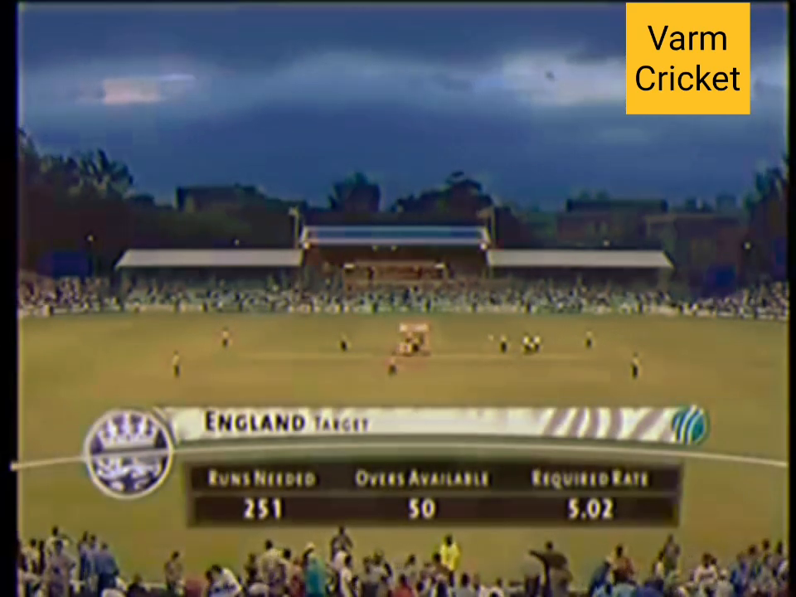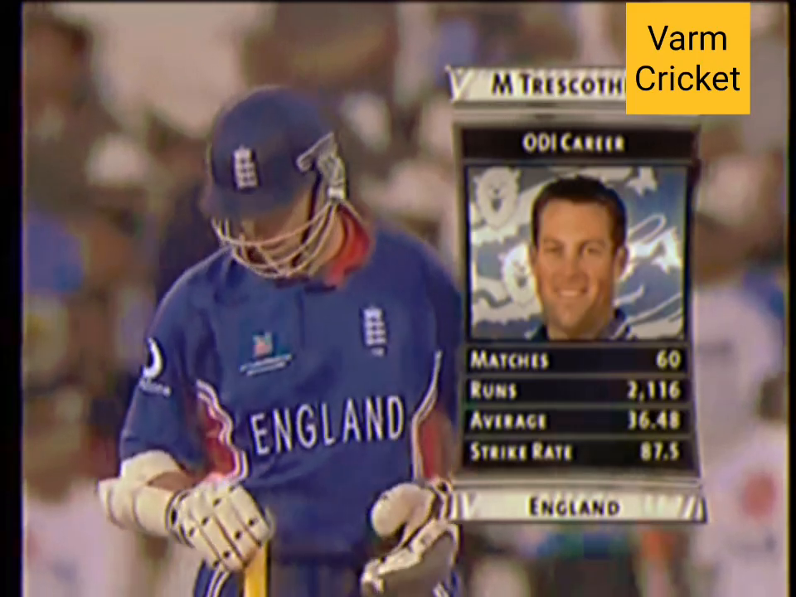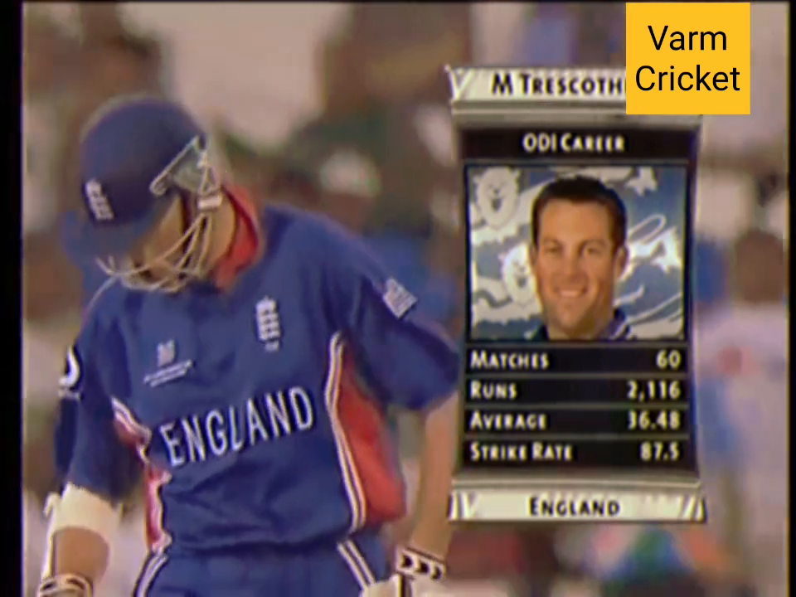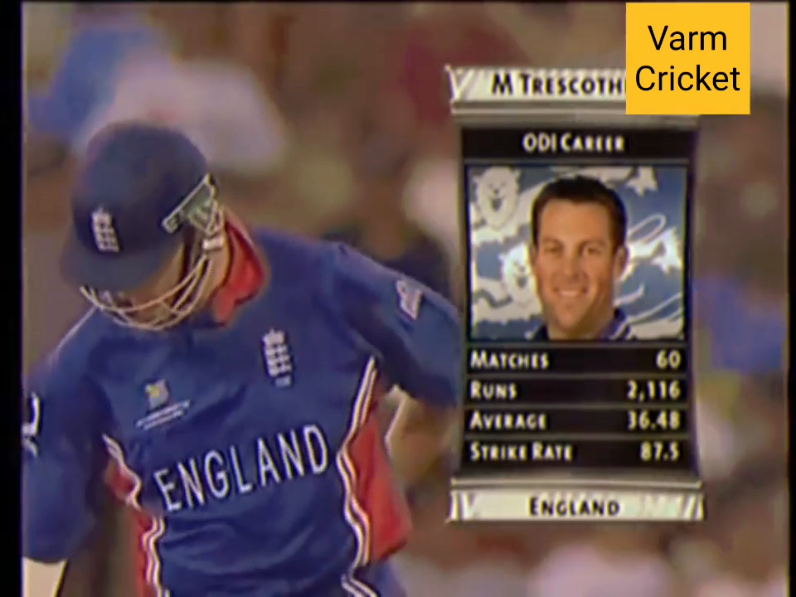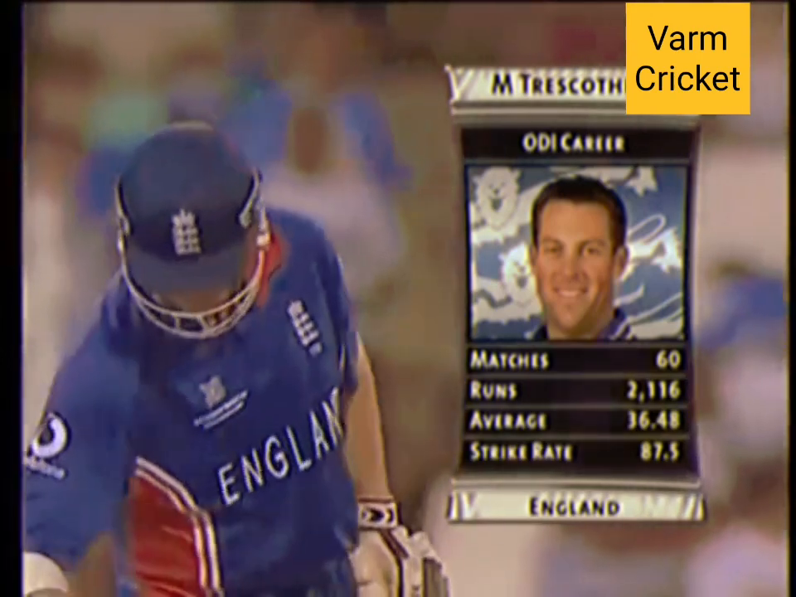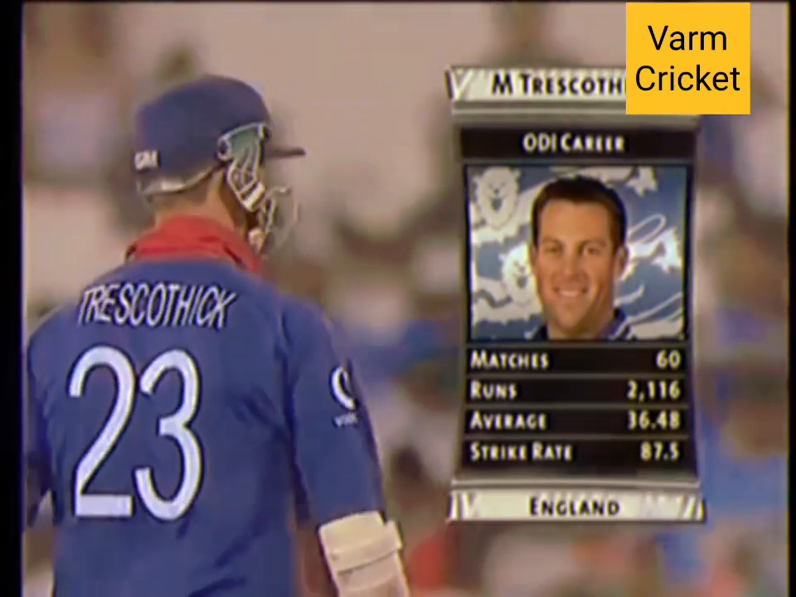So the target, 50 overs available to England. That was confirmed by the match referee. The required rate, 5.02. The target, 251. Marcus Trescothick is out there opening the innings, as is his wont. His partner is Nick Knight.